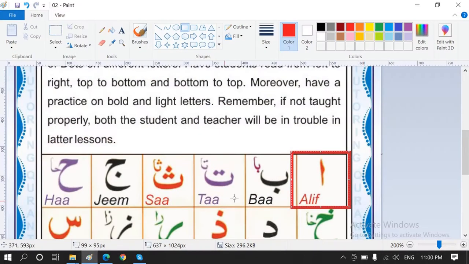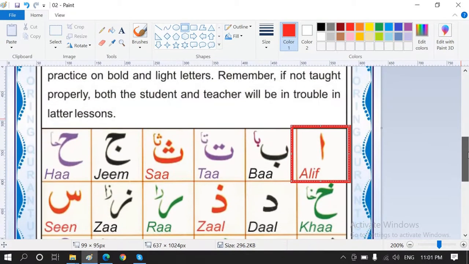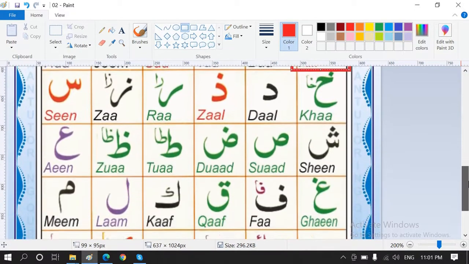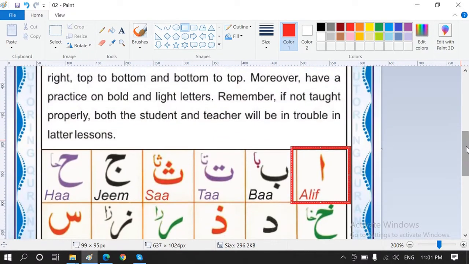So this is our Qaida, our foundation, and these are 28 letters. Today we are going to learn the first line, the very first line. In this line, the first letter we have is Alif. Alif is the easiest letter in Arabic to pronounce. Alif pronunciation process is very simple. You have to say Alif, and the sound of Alif comes from the empty space of your mouth. Alif, Alif, Alif. Repeat after me.